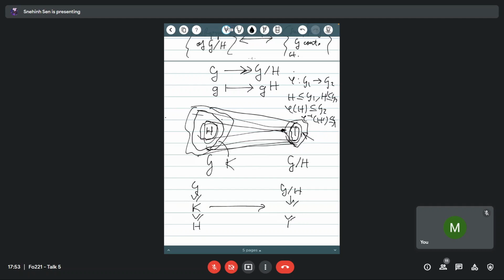K mod H. Perfect. It is K mod H. So this is our image, this K mod H, that is what we are interested in, and you can also pull it back and do some tricks.